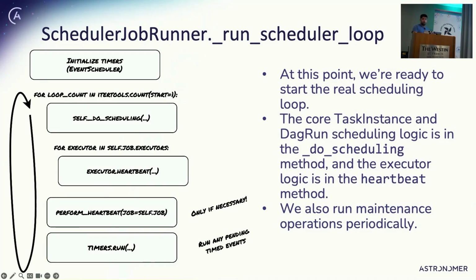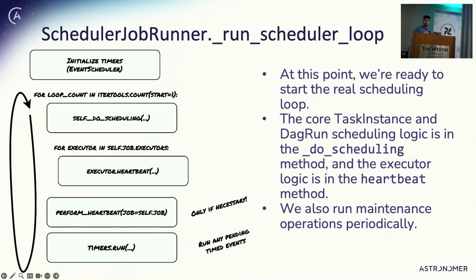And at this point, we're ready to talk about the main scheduler loop. And this is where pretty much everything happens. So there's multiple steps here. The first one being the initialization of the loop timers, which define operations to be run on a set interval to perform maintenance operations on the objects the scheduler works with. We'll talk about them in more detail shortly.